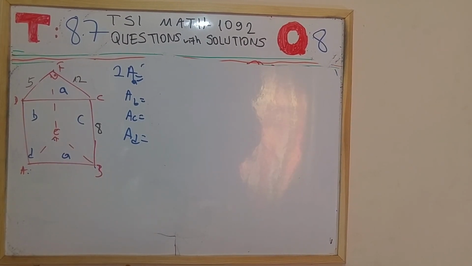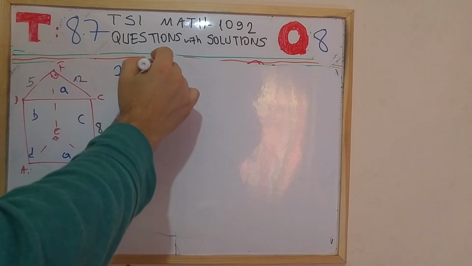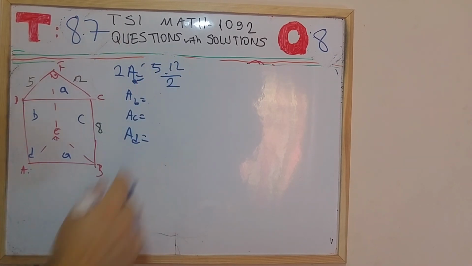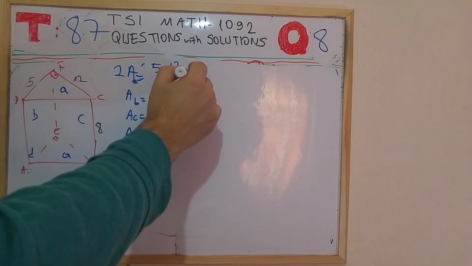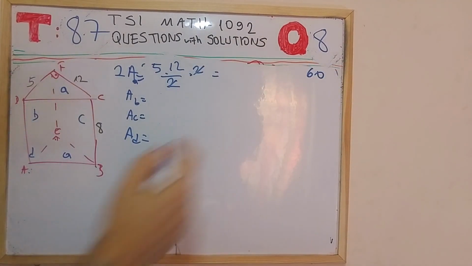We have a similar question again. Let's find the area of the triangles. That is equal to 5 times 12 over 2. But I have two triangles, so I just multiply it by 2 again. That is equal to 60.